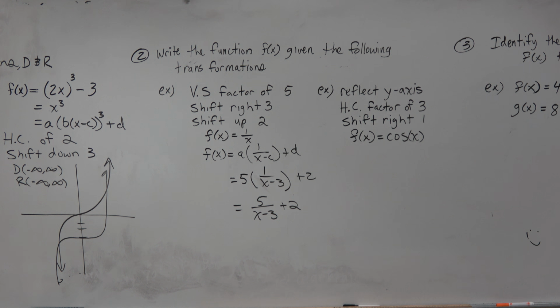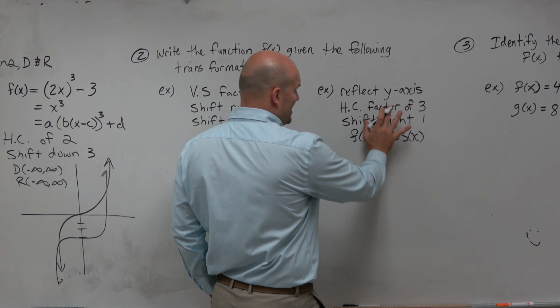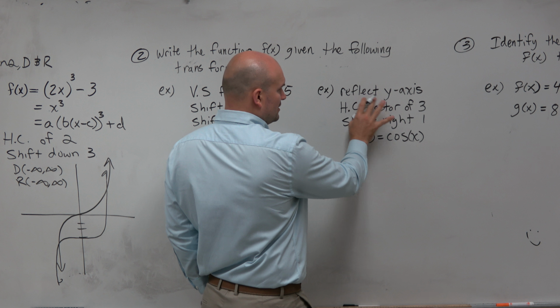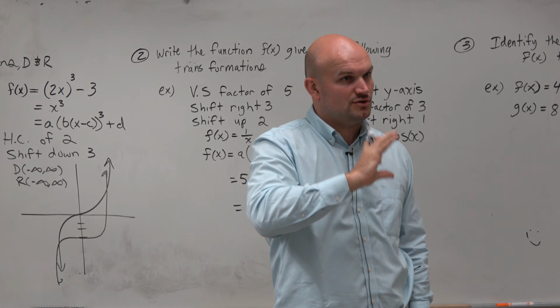All right, so the next one. Now the next one, we do have a compression here. So in this example, now do I have any vertical stretching? Oh, I do. I don't have a reflection of the x-axis, right? Remember, A is vertical stretch, compress, or reflection of the x-axis.